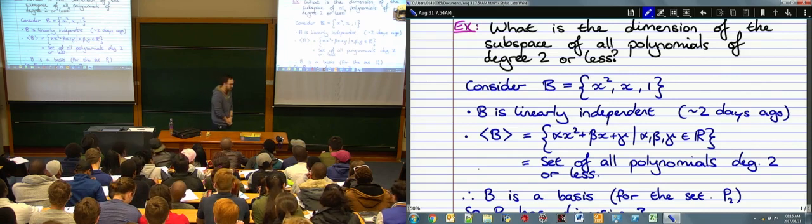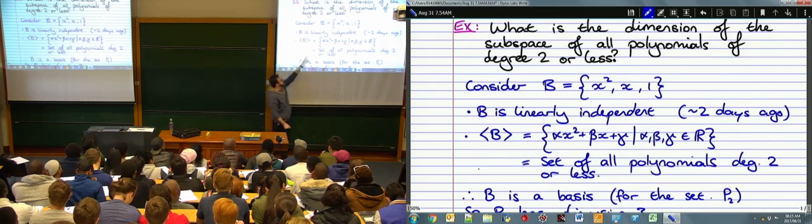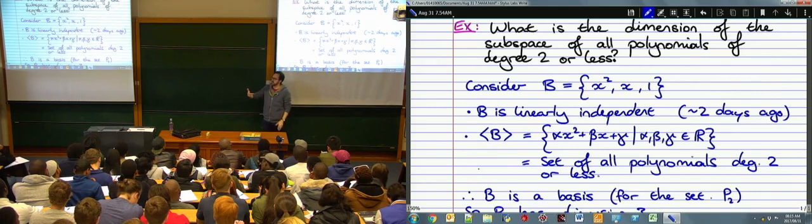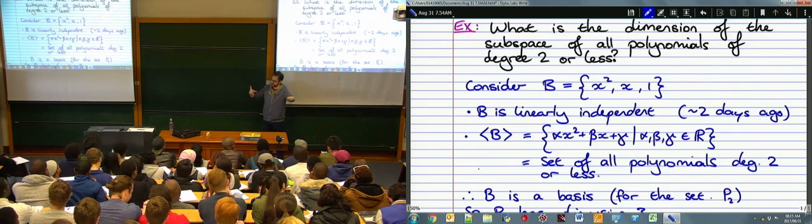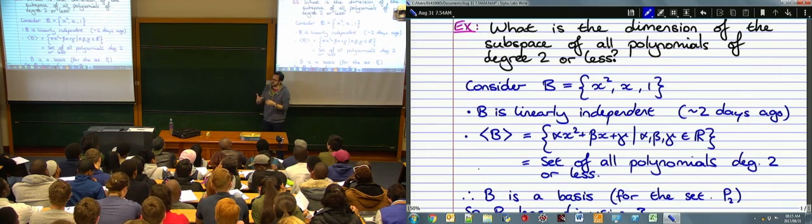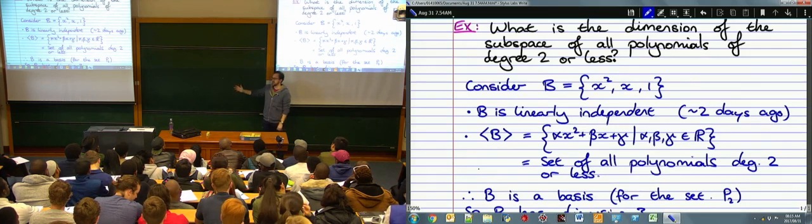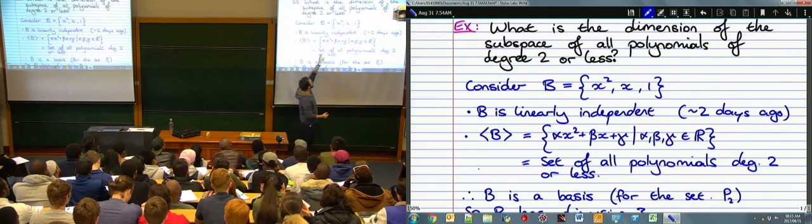Now, one thing we could do to visualize this subspace, because this is also a three-dimensional subspace, is imagine a set of axes, and on one axis is x squared, on another axis is x, and on the other axis is a constant. Now a vector in this space corresponds to a polynomial. So the vector 1, 3, 5 corresponds to x squared plus 3x plus 5. So in some sense, R3 and the space of all polynomials of degree 2 or less are the same.